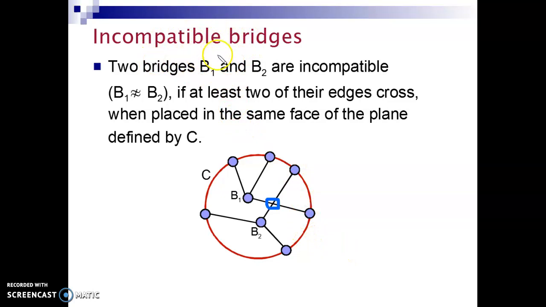We will use this notion of incompatibility in our next video, where we discuss the planarity algorithm.